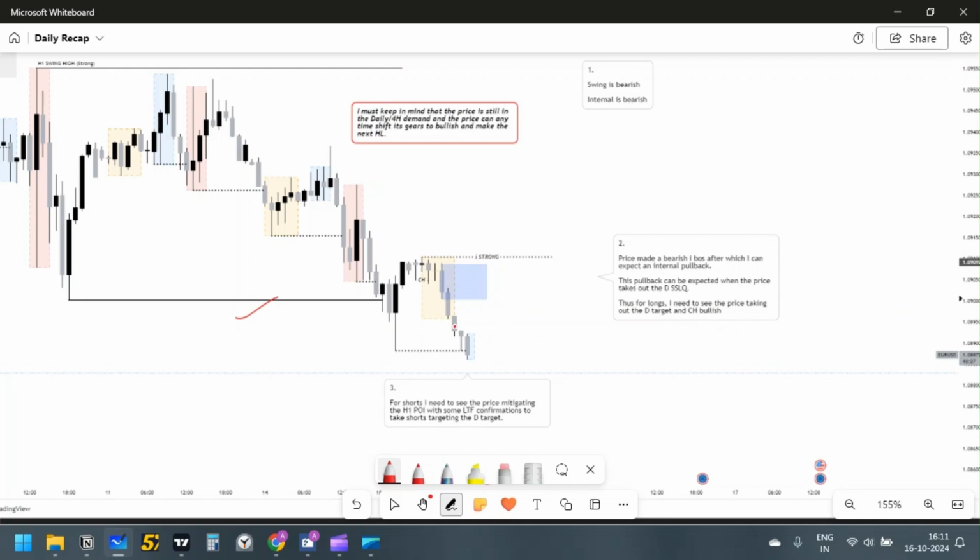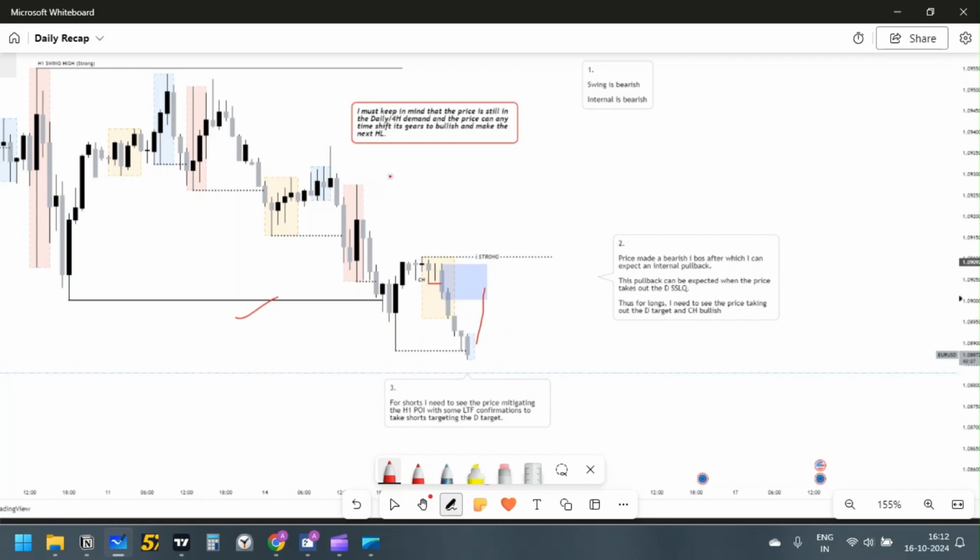For shorts, I need to see the price mitigating the H1 POI here, and with some low time frame confirmations, I can take shots targeting the daily target. Why I'm not looking for chop bearish is that price is already chop bearish and the fractal high is right here, and the fractal high and the internal high are the same and it's right here. Which means that the fractal order flow is already bearish. So all I must look for is a pullback inducement or a leg inducement somewhere here, and then I can look for shorts targeting the daily sell side liquidity.